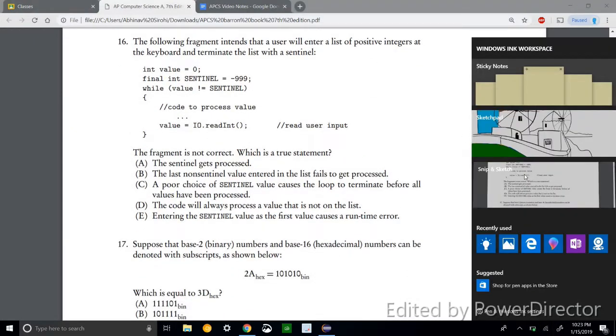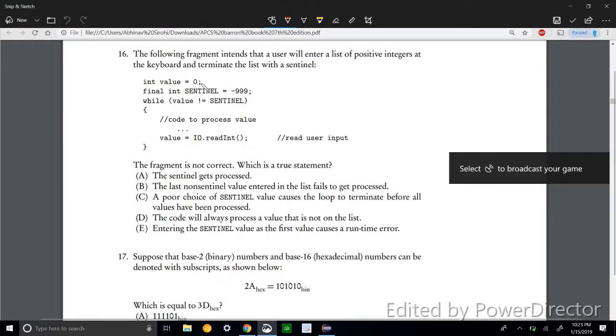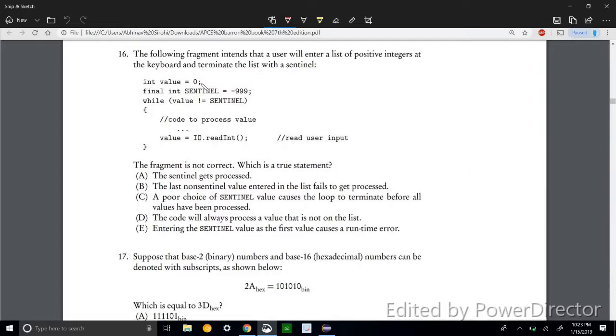Number 16. So it says the following fragment intends that a user will enter a list of positive integers at the keyboard and terminate the list with a sentinel. And it says that the fragment is not correct, which is a true statement. So what's happening in this code? We know that int value equals 0, and the value of the sentinel is a final value, which equals negative 999. And then we have a while loop that says while value does not equal sentinel, and then it goes through code to process the value.